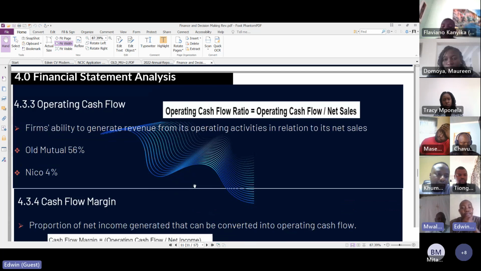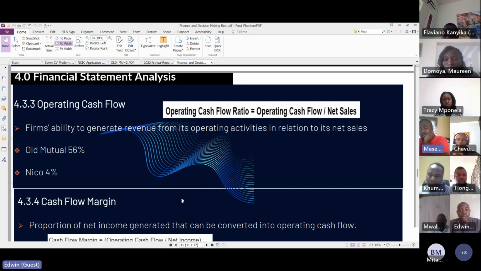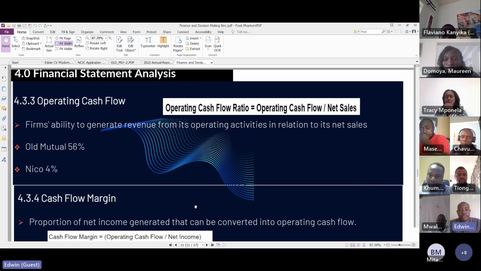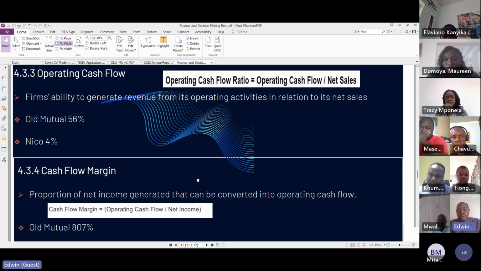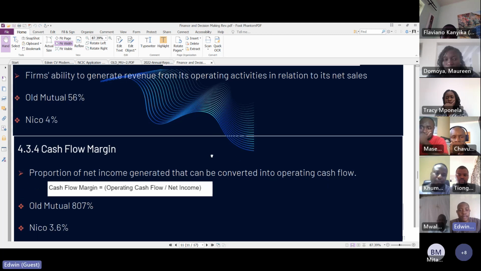Operating cash flow: Old Mutual had 56%, while NICO had 4%. This is the firm's ability to generate revenue from its operating activities in relation to its net sales. It's also a measure of a firm's ability to generate cash in comparison with the cost of goods sold.